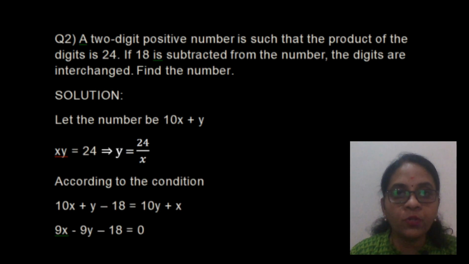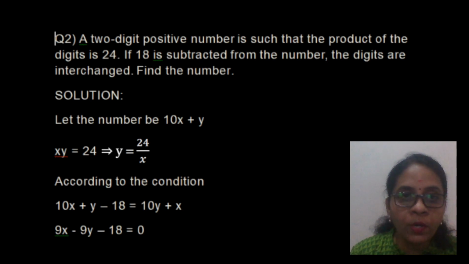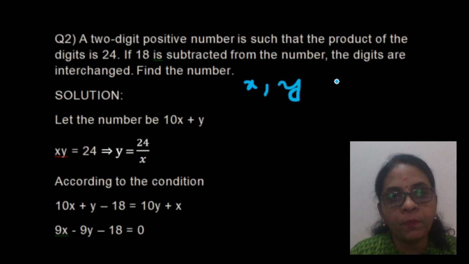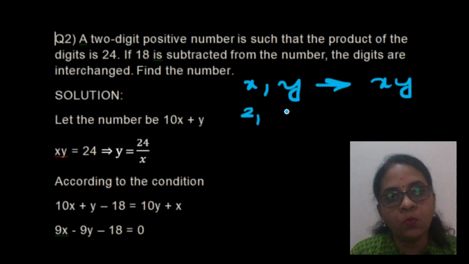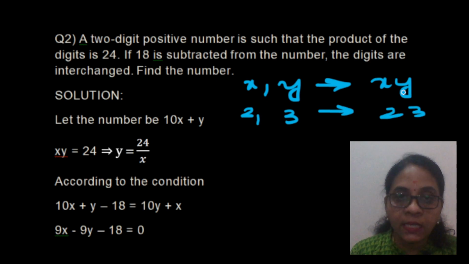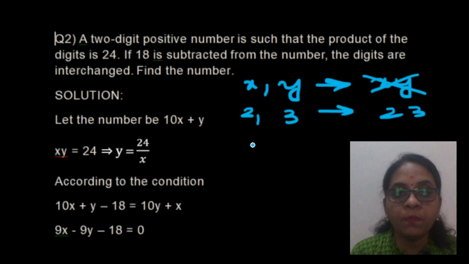Children, before we go ahead, you should know how a 2-digit number is formed. Suppose we assume the digits as x and y, what will be the number? Most students give the answer as xy, because if I say the digits are 2 and 3, the number will be 23. But this is wrong, children. If x and y are the digits and x is in the tens place and y is in the ones place, the number is not xy, but the number becomes 10x plus y.